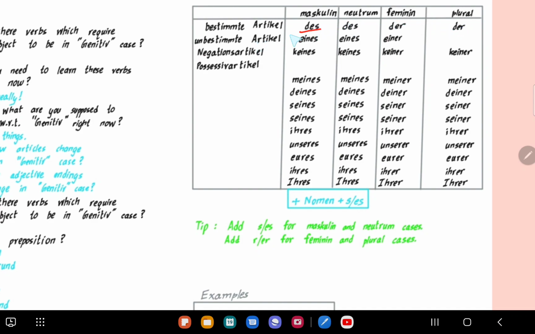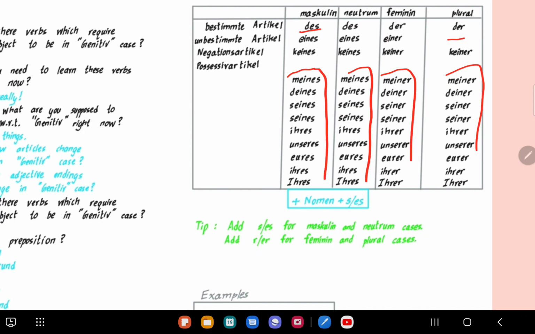What about the unbestimmter Artikel? Eines, einer. Here the plural does not exist because you don't have an unbestimmter Artikel in plural. What about negation? Keines, keines, keiner, keiner. But frankly speaking, normally we just say keiner. We don't emphasize the R part, but there is a difference. So I think you must have noticed the pattern. For masculine and neutrum, you add S or ES. For feminine and plural, you add R or ER. Similarly, you can check it for the possessive article: S or ES, and here you have meiner, ER, right?